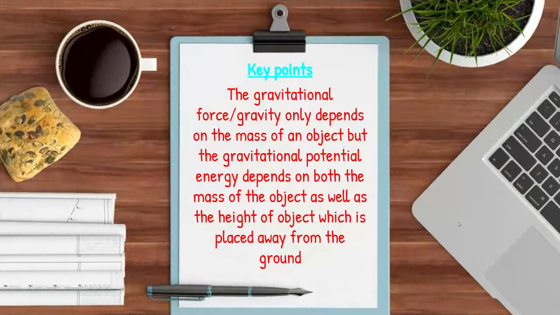Key points: the gravitational force or gravity only depends on the mass of an object, but gravitational potential energy depends on both the mass of the object as well as the height of the object which is placed away from the ground. Some people misunderstand that the gravitational force or gravity is the same as gravitational potential energy. So guys, don't make this mistake.